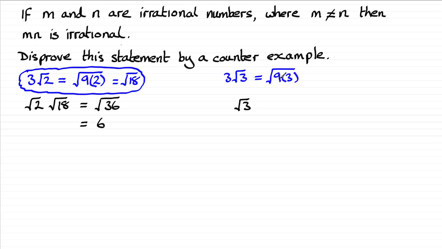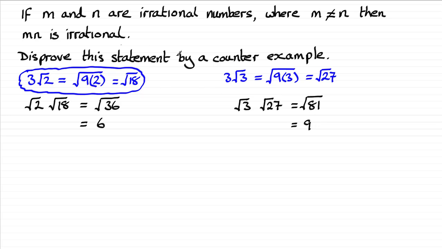Okay? And 9 threes, 27. So therefore you've got the root of 27 would be an irrational number. And the nice thing is now that if you do root 3 times the root of 27, you end up with the square root of 3 times 27, which is 81. And as we know, the square root of 81 is 9, a rational number.